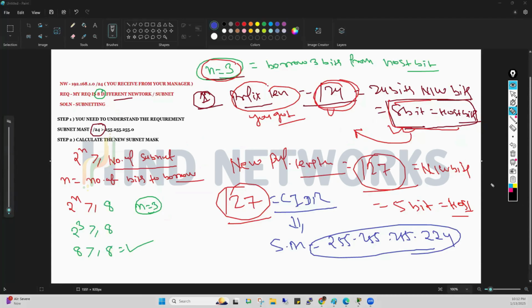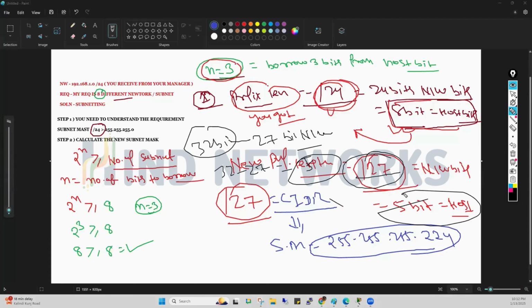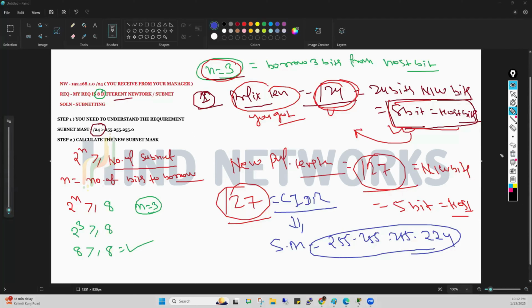And the second way: the number of network bits is 27. Now in an IP address, in a subnet mask, the total size is 32 bits. And among 32 bits, 27 bits are called network. So host will be 32 minus 27. How much? 5. So that's the reason 5 bits are called host bits. Clear, guys, everyone? Yes or no? So that is the new prefix length /27. That is called CIDR.